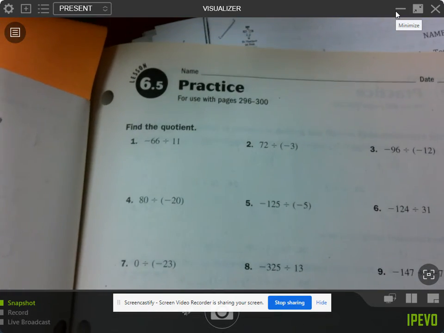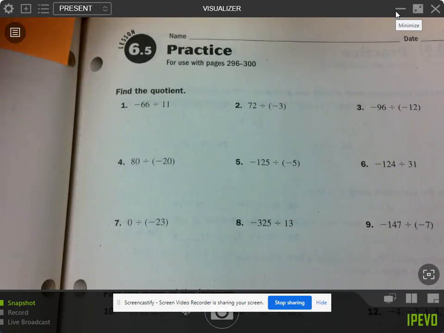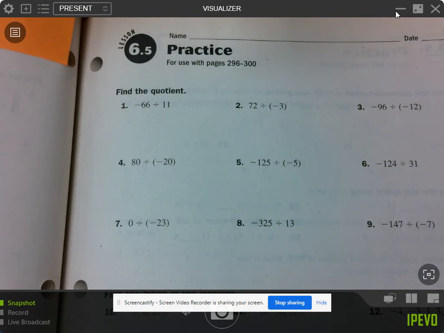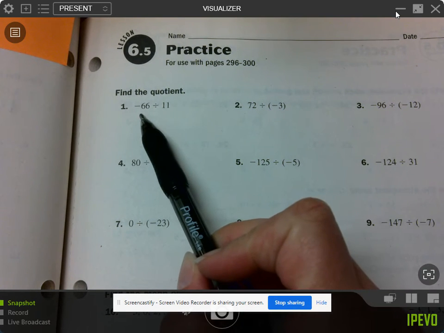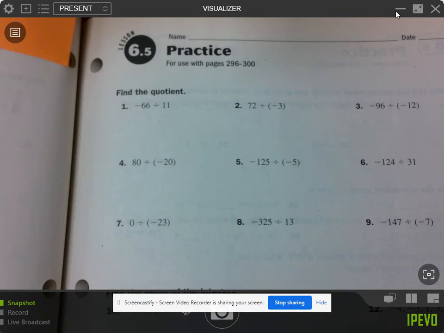So we can see our first set of problems. We have just doing that division. So if you don't know what 66 divided by 11 is, think about that opposite. 11 times what equals 66? And then you have to look, is this going to be positive or negative? So what is 66 divided by 11?